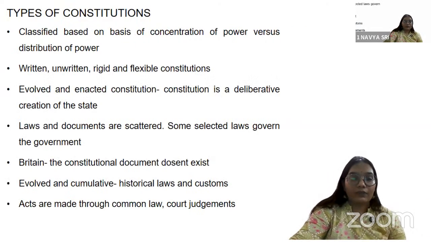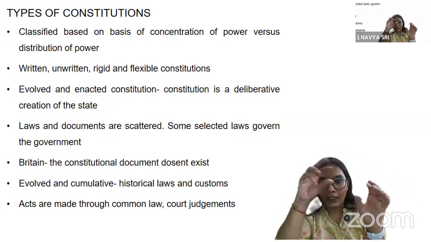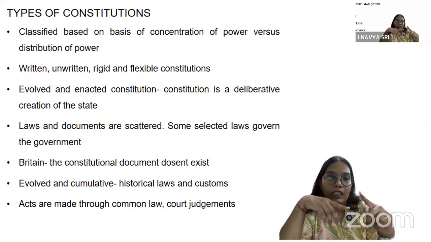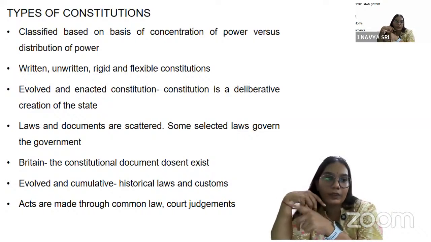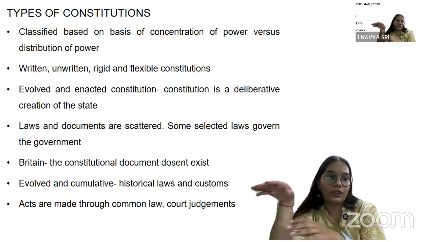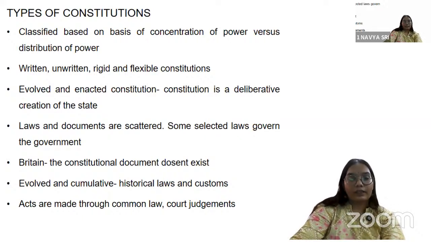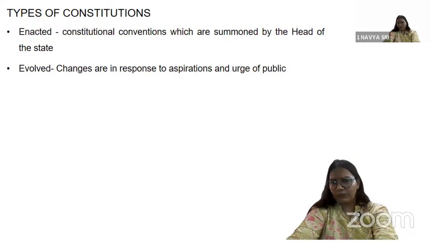Now you can go for the classification. Again, you can go for a basic chart of the types of constitution. The first classification will be based on concentration of power. The other classification would be distribution of power. You can go for written, unwritten, flexible and rigid. Then you can go with case studies. Case 1 evolved and enacted. Case 2 evolved and cumulative. Case 3 enacted. Case 4 evolved. So four cases. You can also skip these things.